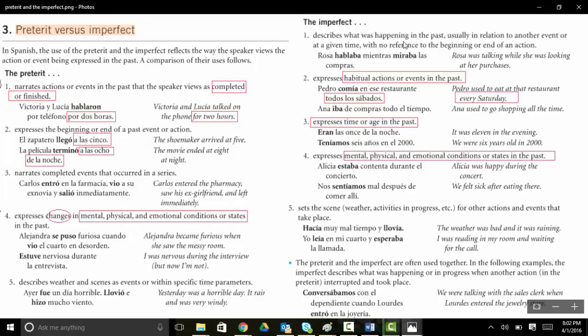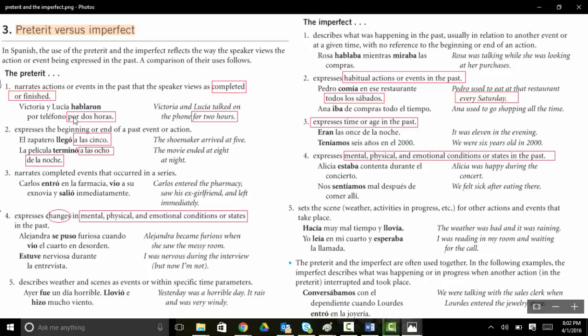Okay. The imperfect describes what was happening in the past, usually in relationship to another event or at a given time with no reference to the beginning or end of an action. So, Rosa hablaba mientras miraba las compras. So you're just saying Rosa was talking while she was looking at her purchases. Whenever you have the -ing progressive tense, if you can translate it with -ing, then you're going to want to use the imperfect.